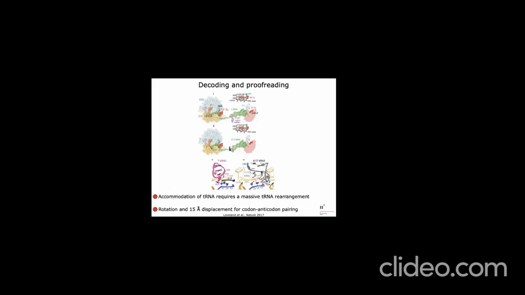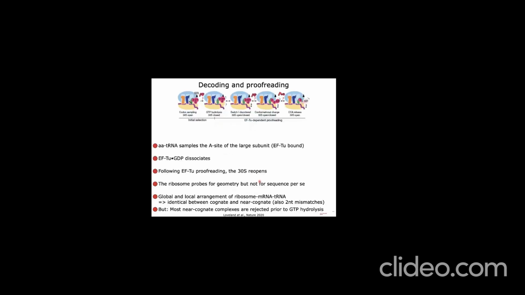The three codon pairs with the anticodon. Now, the first step was the first probing. At that step, when the codon-anticodon interaction is tested, GTP is hydrolyzed to GDP, and then this can basically dissociate.